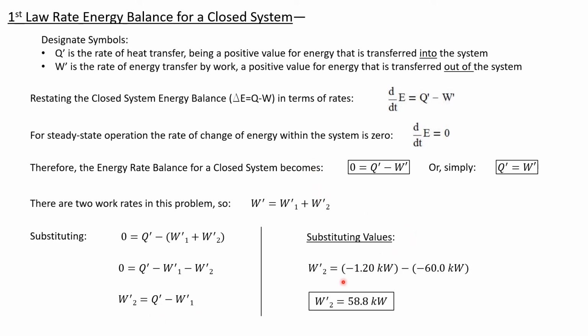Let's substitute known values. W dot 2, which is the rate of work being done by the output shaft, in other words, the output power, is equal to Q dot, which we calculated as minus 1.2 kilowatts, minus the input power. But the input power is minus 60 kilowatts. And so we get that W dot 2 is equal to 58.8 kilowatts. And this should make sense. We have 60 kilowatts coming in and 60 kilowatts coming out, 58.8 coming out the output shaft and 1.2 coming out of our system via heat transfer.